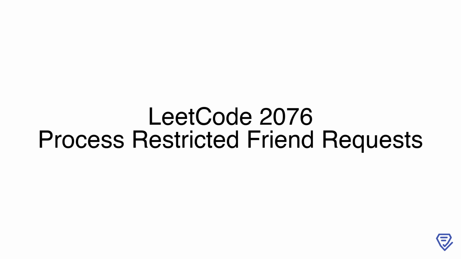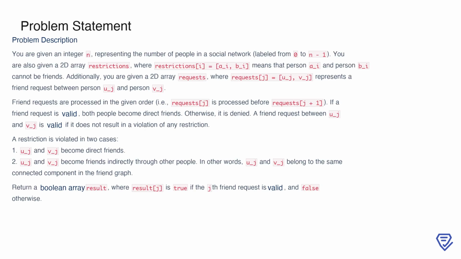Let's dive in. The problem involves a social network with n people, labeled from 0 to n-1. You are given two arrays, restrictions and requests. In the restrictions array, each element, A_I, B_I, specifies that person A_I and person B_I cannot be friends. Meanwhile, the requests array contains friend requests, where U_J, V_J, represents a request for person U_J to become friends with person V_J. These requests are processed in order, and the goal is to determine if each request is valid.